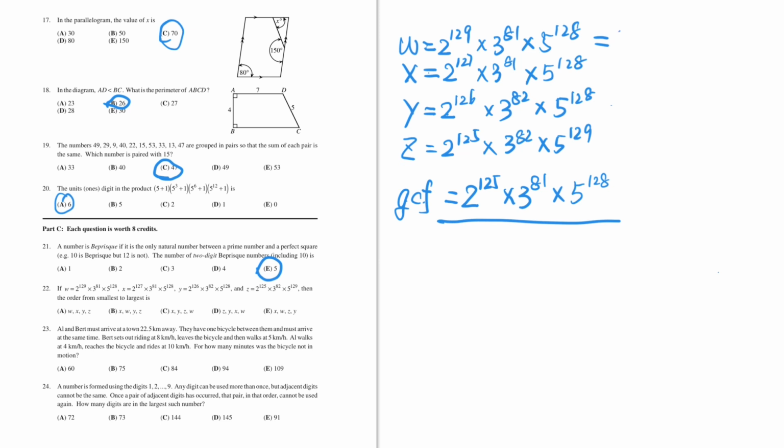So for w, we factor out the GCF. That means 2 to the 125 times 3 to the 81 times 5 to the 128 times 2 to the 129 minus 125, which still leaves 2 to the power 4, and all the 3 and 5 factors are factored out. So this is the GCF. For x, factor out the GCF 2 to the 125, 3 to the 81, 5 to the 128, which leaves 2 to the 127 minus 125, still the power 2, and the 3 and 5 all factor out.